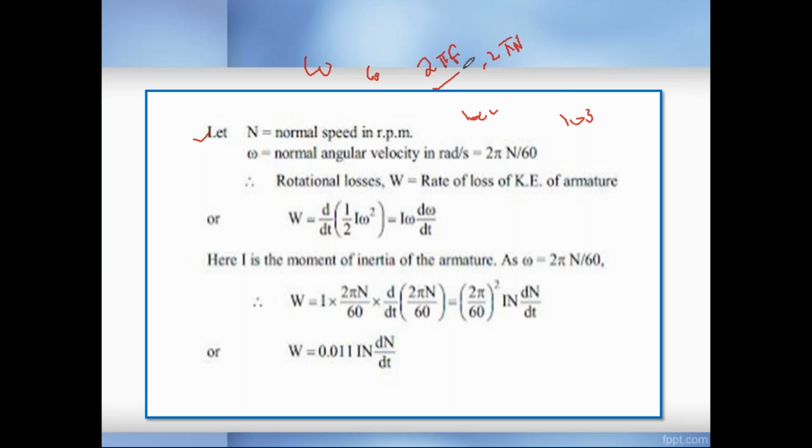2 pi f is angular frequency and 2 pi N is angular velocity. So what is the difference? With a mechanical part, the speed should be denoted in the form of angular velocity.